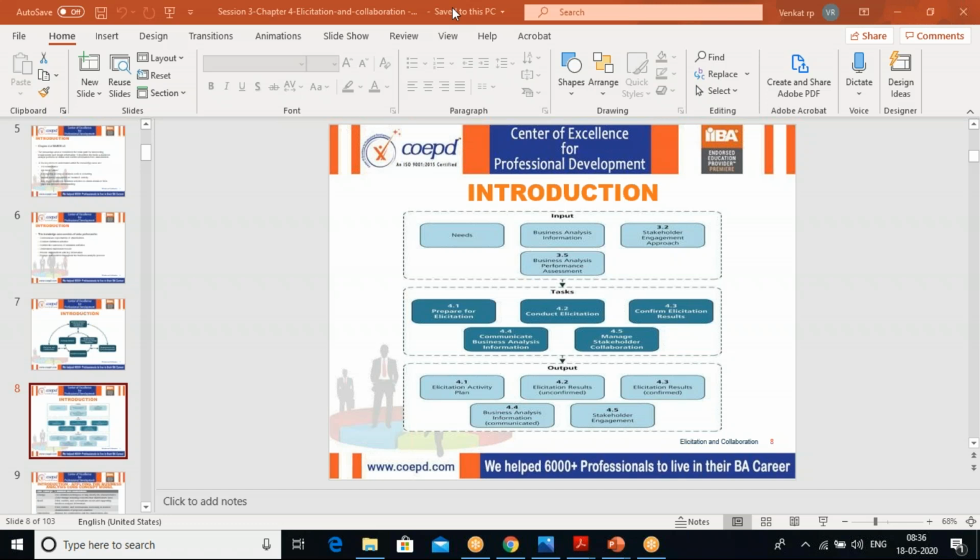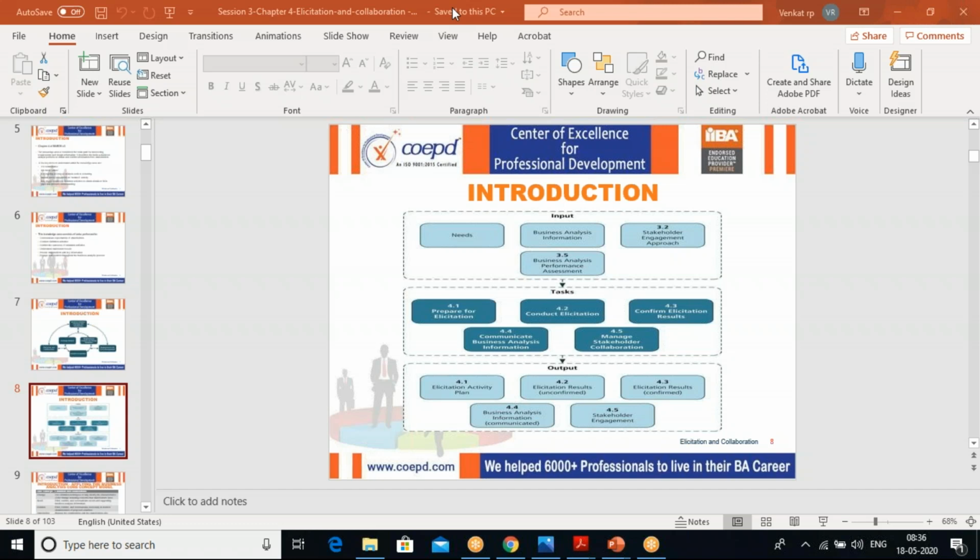For that, how to conduct elicitation, we have to prepare and we have to conduct. Once we get the elicitation results, we have to confirm them. And once we get that business analysis information, it has 2 parts. One is requirements and the other one is information about the process and procedures. That is business analysis information.